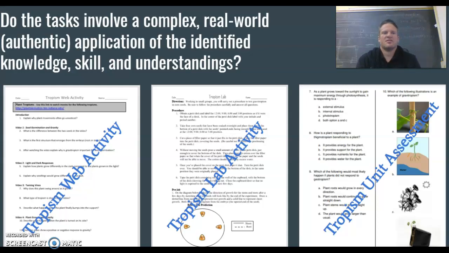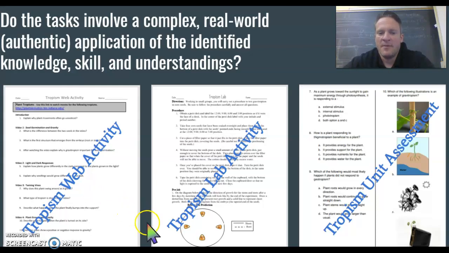So to answer the question, do the tasks involve a complex real-world application? I think so. There were three tasks the students had to do throughout this teaching unit. The first was the tropism web activity. In this assignment, the students watched short time-lapse videos on the website Plants in Motion. And they showed different examples of plants carrying out tropisms and responding to their environment.